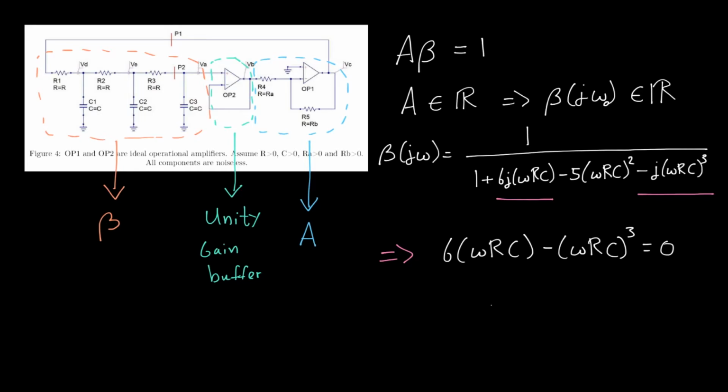And if we solve this for omega, we will get that omega has to be the square root of 6 over RC. And since this is an angular frequency, so in radians per second, to get the frequency in hertz, we should just divide by 2 pi. So the final answer is square root of 6 over 2 pi RC.